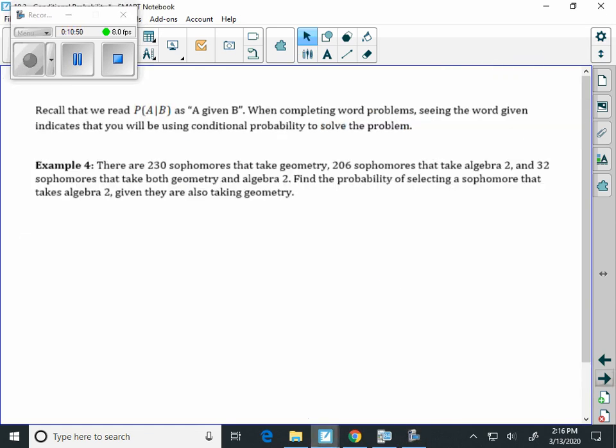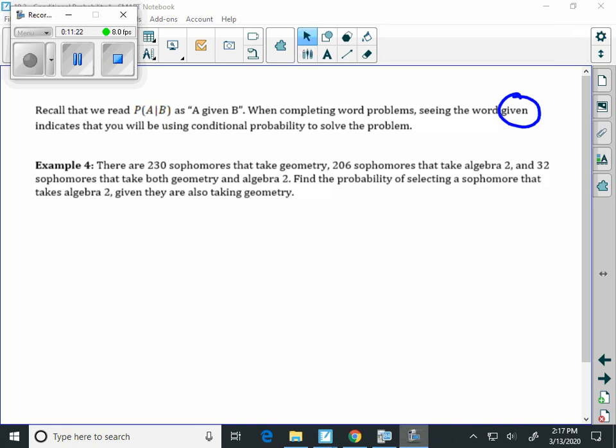So if we flip our paper over, recall that we read probability of A bar B as A given B. And I haven't been reading it that way, but I do need to stress that a little bit more. So when completing word problems, which is the problems that we have here on the back, a lot of at least, seeing the word given indicates that you will be using conditional probability to solve the problem.